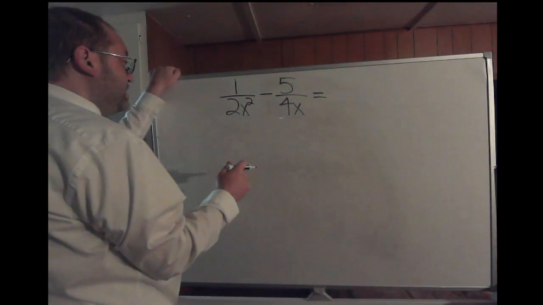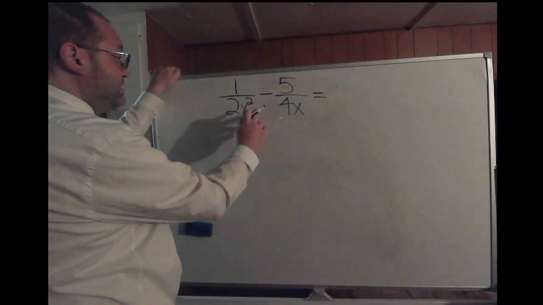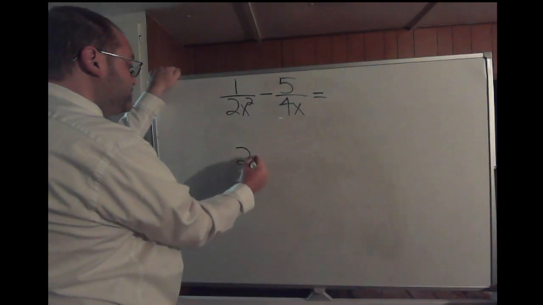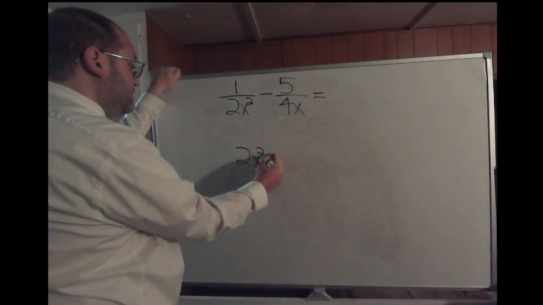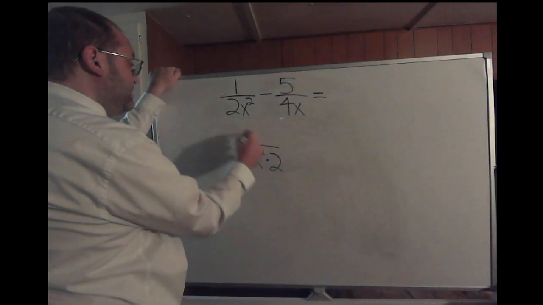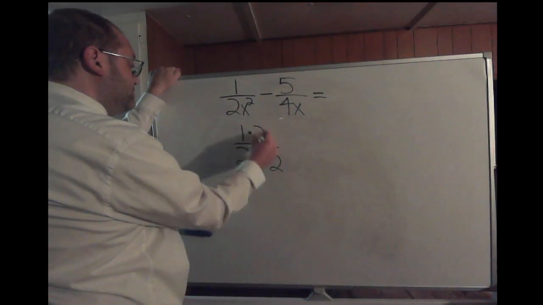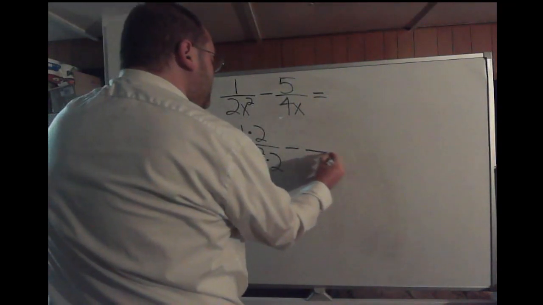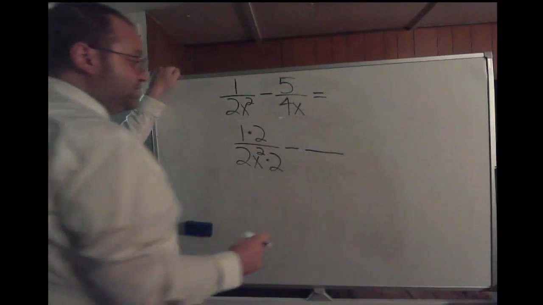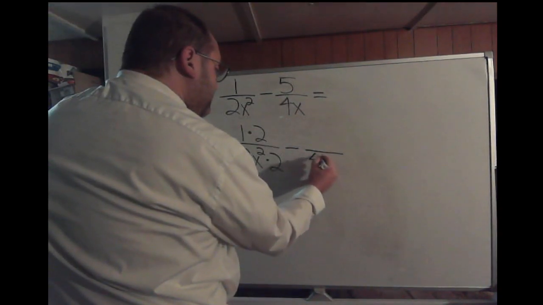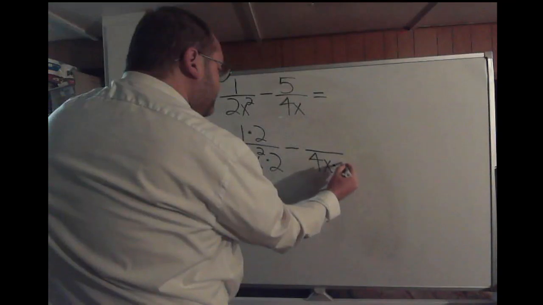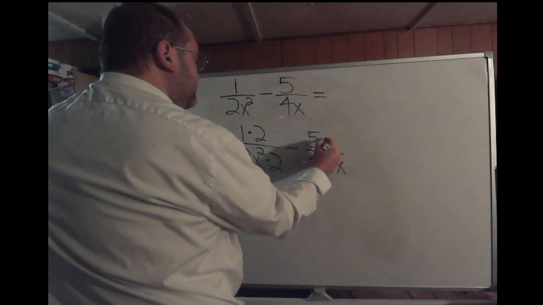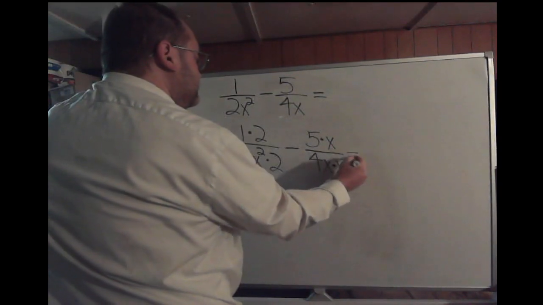So, to turn 2x squared into 4x squared, we need to multiply the denominator of 2x squared by 2. But what you do to the denominator, you got to do to the numerator. You'll take that 1 and multiply it by 2. Minus, okay, we want to turn that 4x into 4x squared. Well, we got to multiply that 4x by x in order to do that. But what you do to the denominator, you got to do to the numerator. You would take that 5 and multiply it by x.